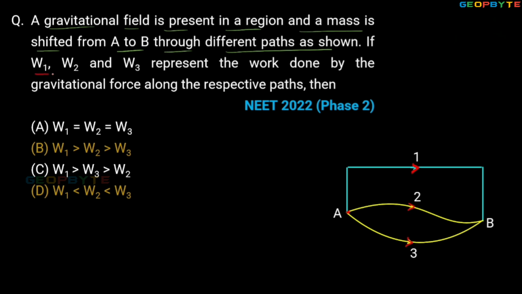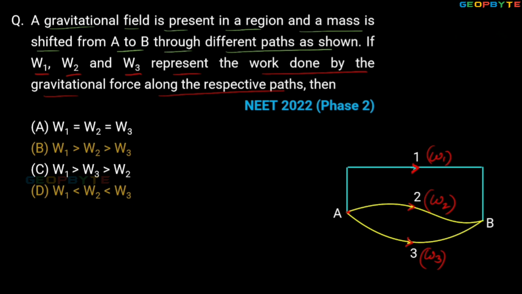Then, if W1, W2, W3 represent the work done by the gravitational force along the respective paths, the work done by the particle in path 1 is W1 in the gravitational field, path 2 is W2, path 3 is W3. Then what is the relation between W1, W2, W3?